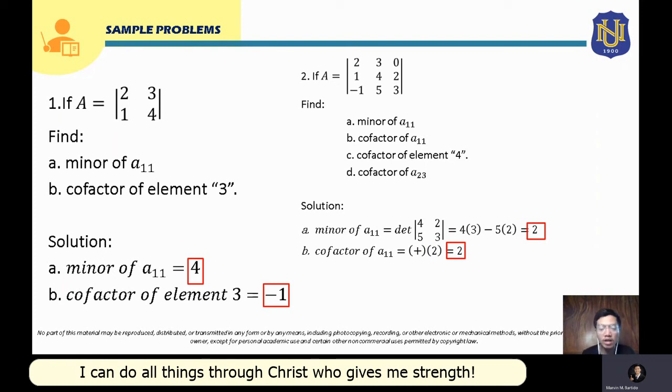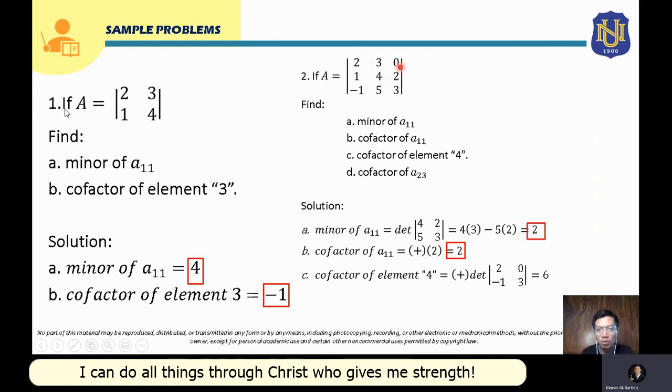So the cofactor of A11 is just equal to 2 as well. Now for letter C, we are asked to solve for the cofactor of the element 4. The element 4 here is this element. So we are going to solve for its cofactor. We have to solve first for the minor of this element. Our rule, again, is to delete the corresponding row and column and then solve for the determinant of the matrix formed from the remaining elements.